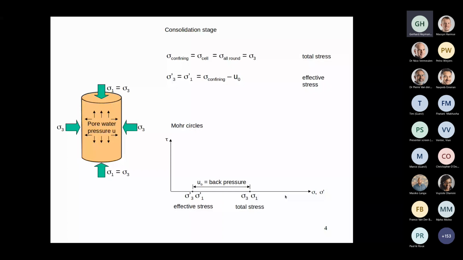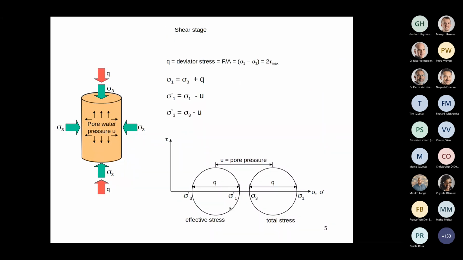Okay, so the size of the Mohr circle tells you what is the shear stress that we are imparting. At this point during consolidation, there is no shear stress because the Mohr circle plots as a point. We can see that, and we call that isotropic conditions. Okay, and here are all the equations that you need in order to calculate your effective stresses during consolidation. Okay, so what happens during the shear stage?